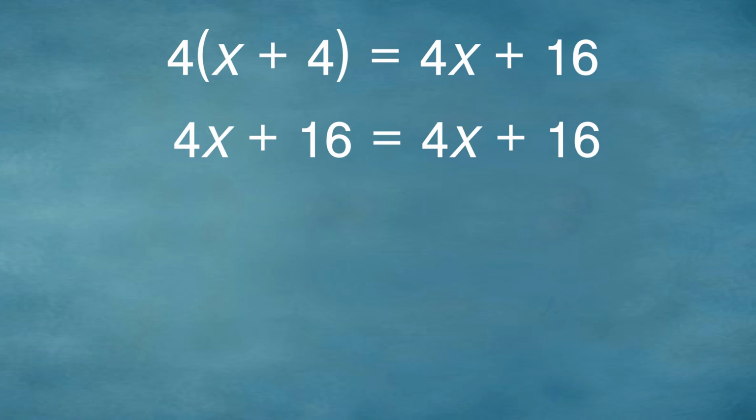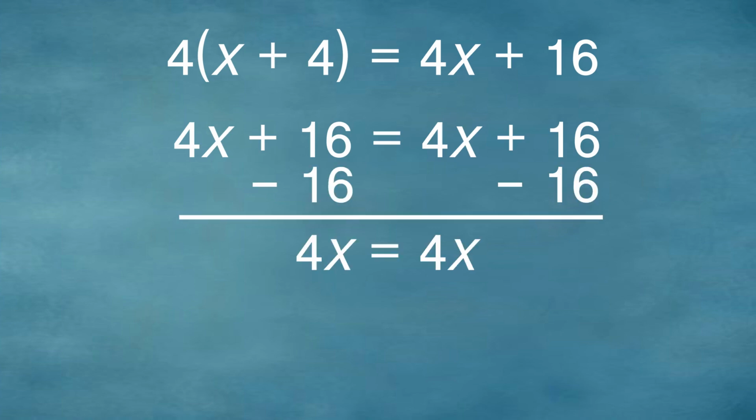Then, we subtract 16 from both sides. Next, we can divide both sides by 4. This gives us x equals x. That's a little weird. What does it mean? Well, since x equals x is always true, any number is a solution to this equation.